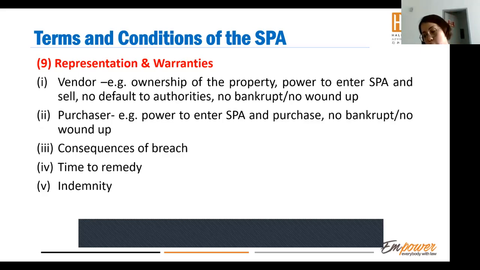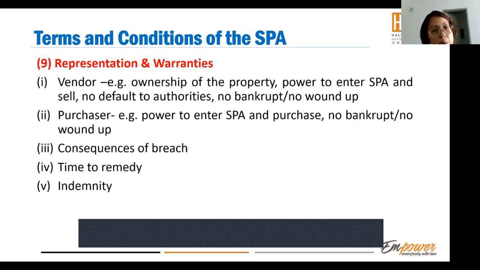Or the vendor has the full authority or full power to enter into the sale and purchase agreement, or the vendor is not bankrupt, there is no bankruptcy proceeding. These are some examples of the representation of warranties. As for the purchaser, some vendors will ask for a warranty or representation from the purchaser as well. For the purchaser, not much. Normally it is on the power to enter the SPA if they are a company or a foreigner, and that there is no bankruptcy or other proceeding and all those things.